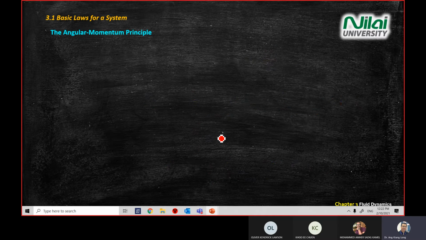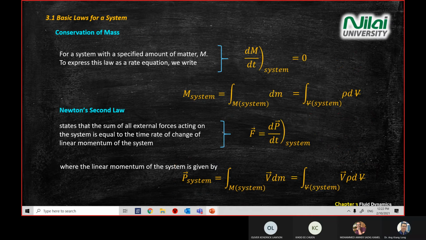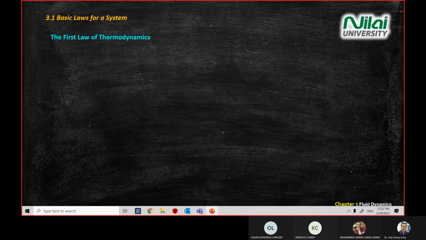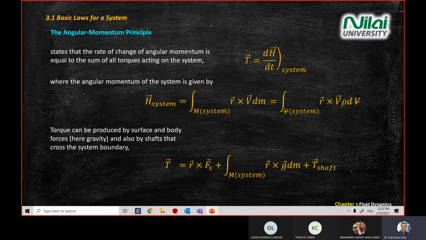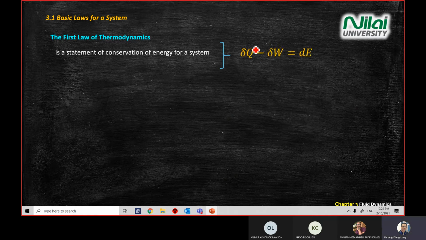So far we have linked up with conservation of mass, Newton's second law, and the third one, the angular momentum principle. And then we link up with energy. For energy, there are two laws: the first law of thermodynamics and the second law of thermodynamics. The first law always links up with Q and W. Q is the heat transfer, the heat, and W is the work.